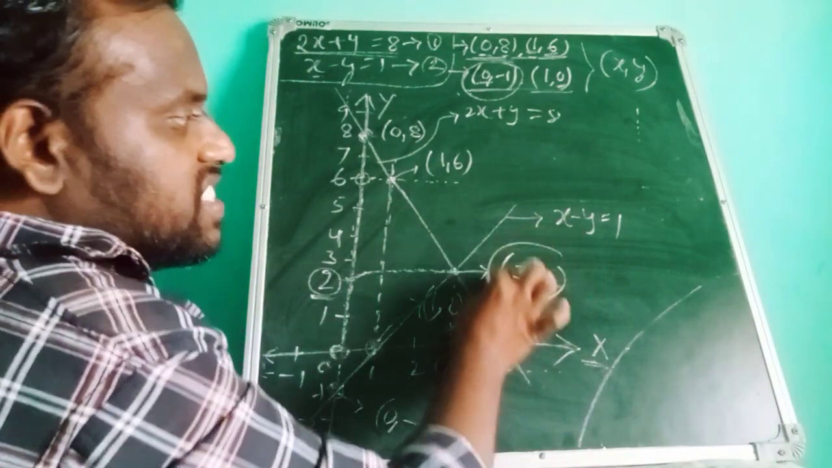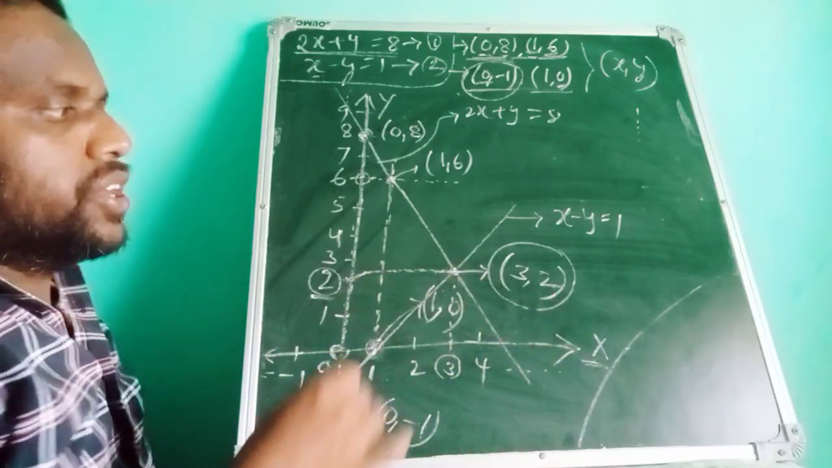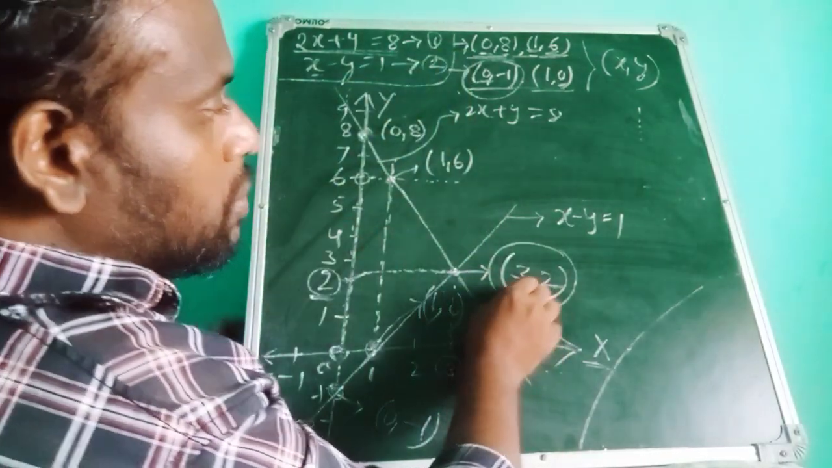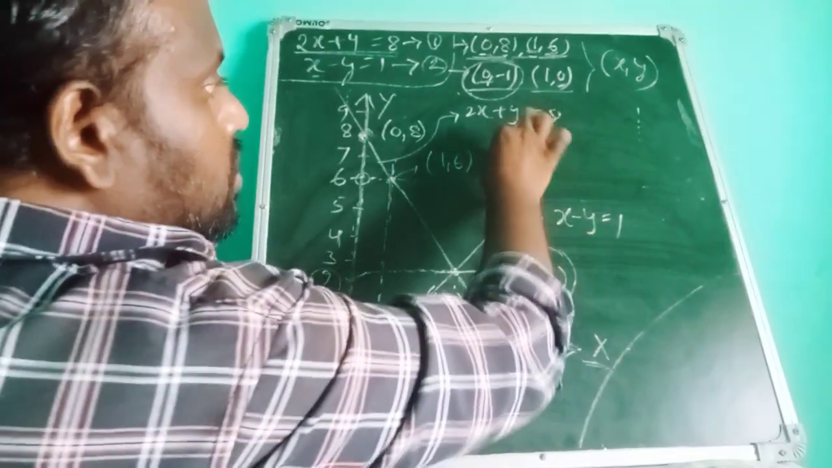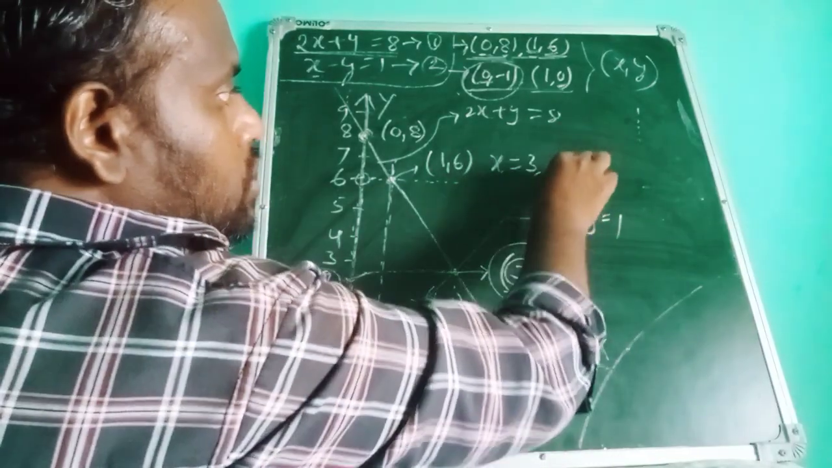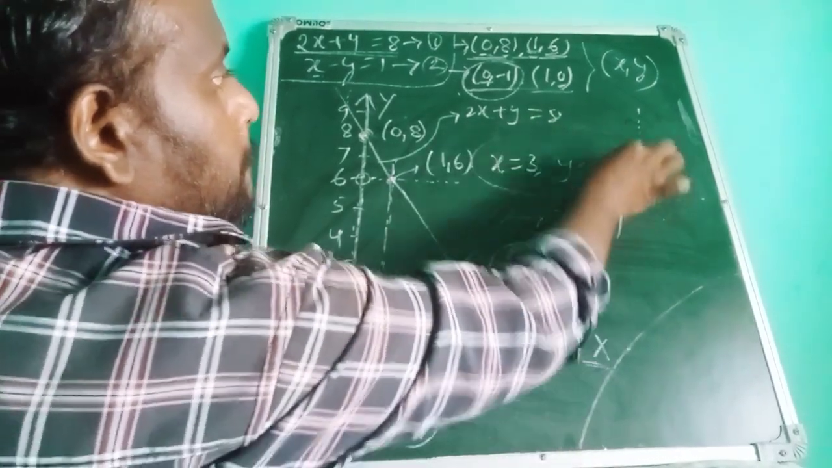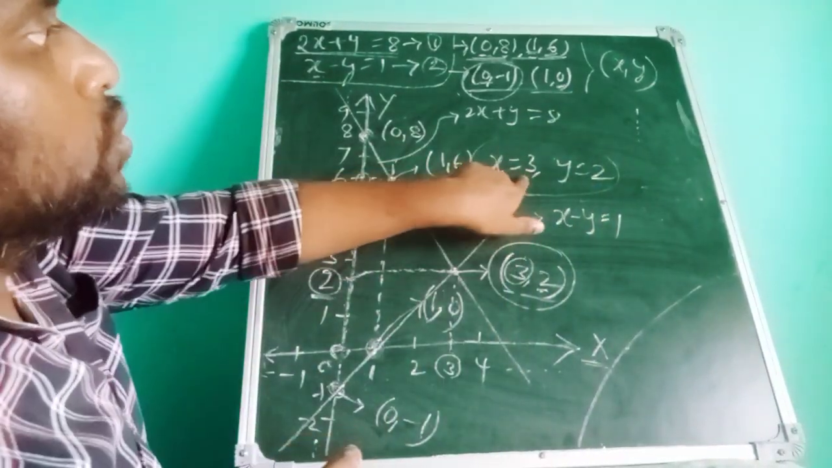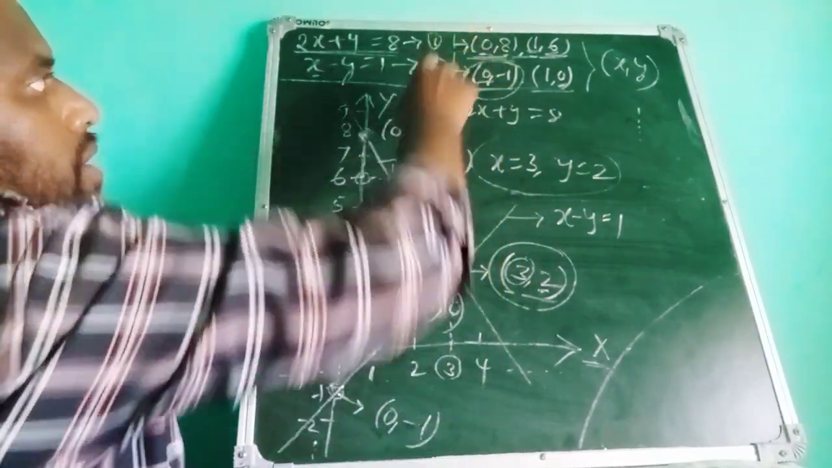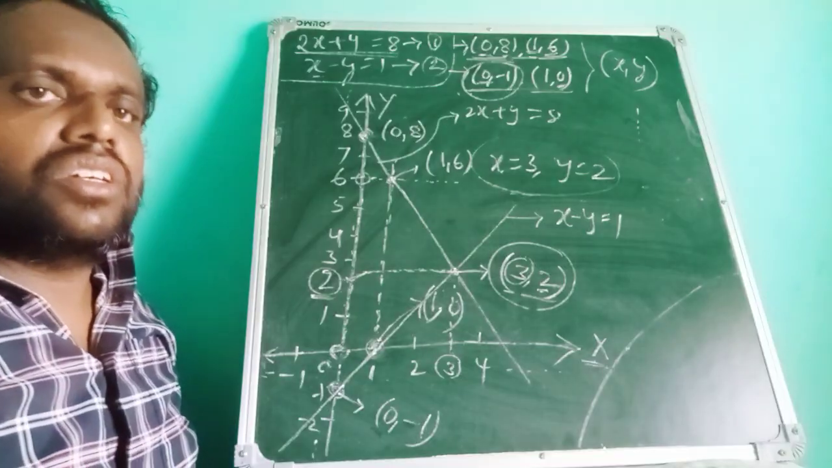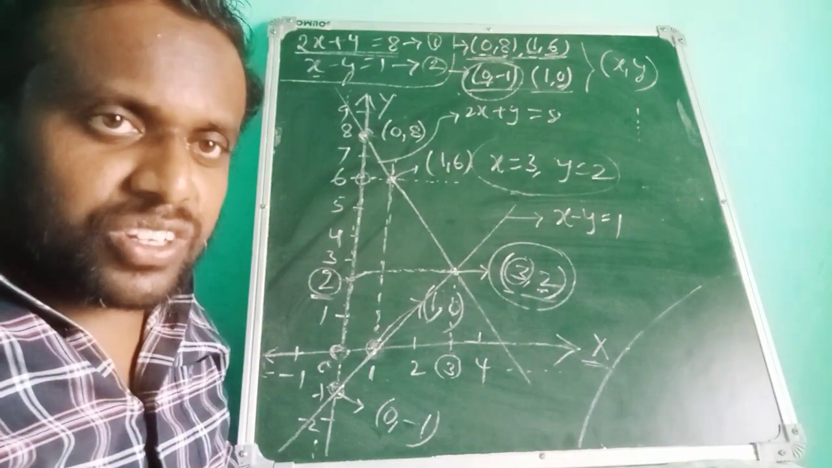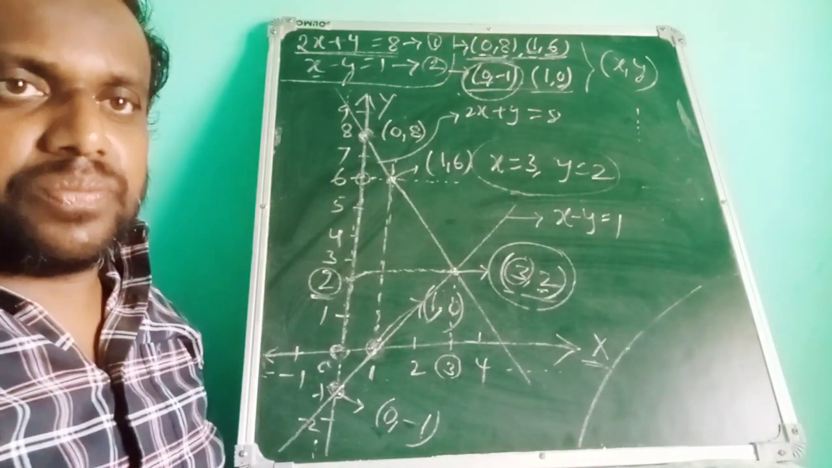Okay, see, this (3, 2) is there, no? That is the solution of the given equations. 3 comma 2 means the first value is x, so x is equal to 3. The second value is y, so y is equal to 2. So x is equal to 3 and y is equal to 2 are the solution for the given pair of linear equations. The question was that only: find the solution of the pair of equations by graphical method.